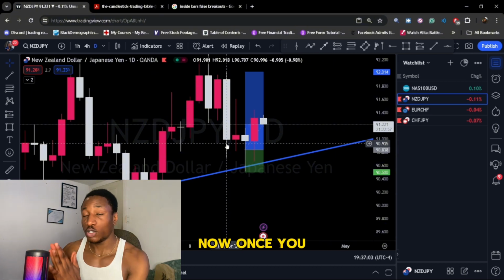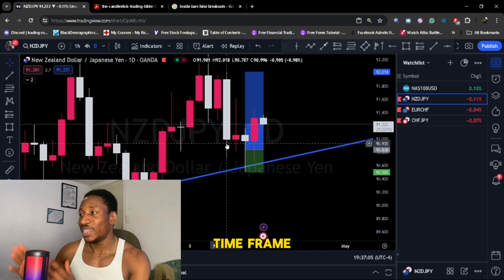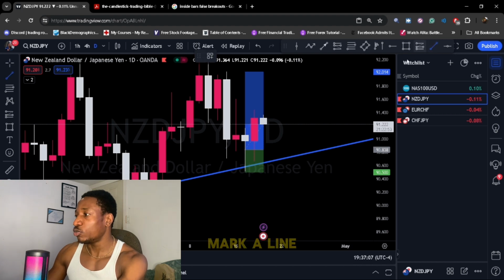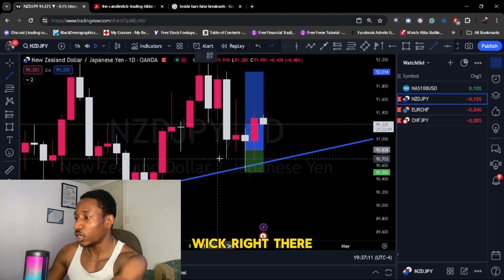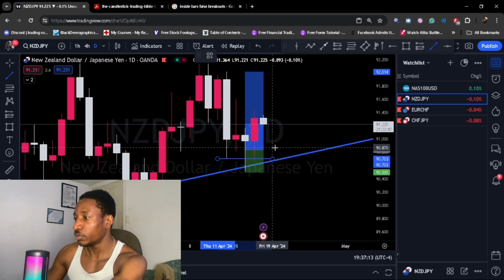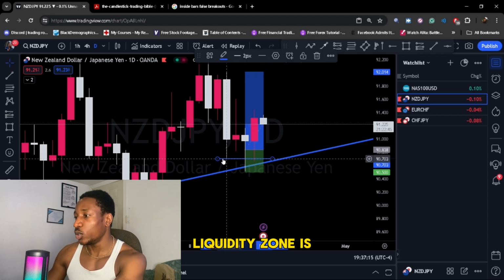Now once you see this pattern on your daily time frame, the next step guys is to mark a line literally below that wick right there, boom, right? So this is where the liquidity zone is.